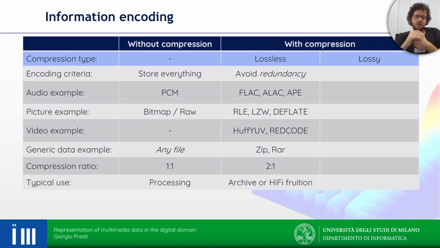For example, the zip or RAR formats, which you have probably heard of, are ways to compress without losing any information. The compression ratio is not very high. You can usually, on average, compress something until saving half of the original space. And this type of compression is frequently used for archiving purposes or for a high fidelity fruition of the contents.